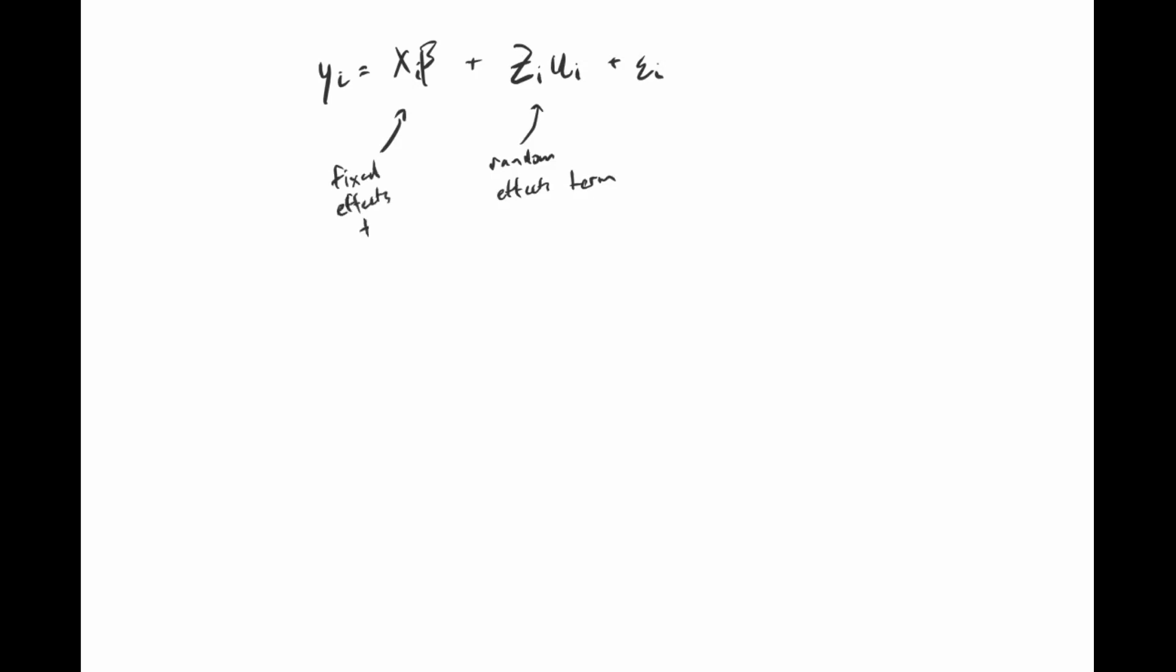So the way this works is we actually introduce a new term here. And this is our random effects term. Generally, the explanatory variables of interest are going to be your fixed effects in your x's. So this is going to be your fixed effects terms. And then the variation you're trying to control for is going to be your random effects term.